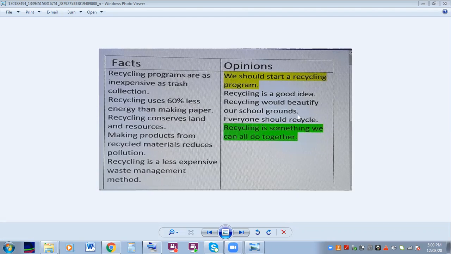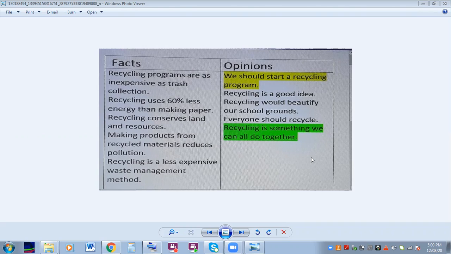Recycling would beautify our school grounds. Again, this is my opinion. I think that recycling would help to make our school grounds look beautiful. Some people might think that the recycling bins that they use to collect the garbage in are not something that they want to look at. Okay, again, an opinion.